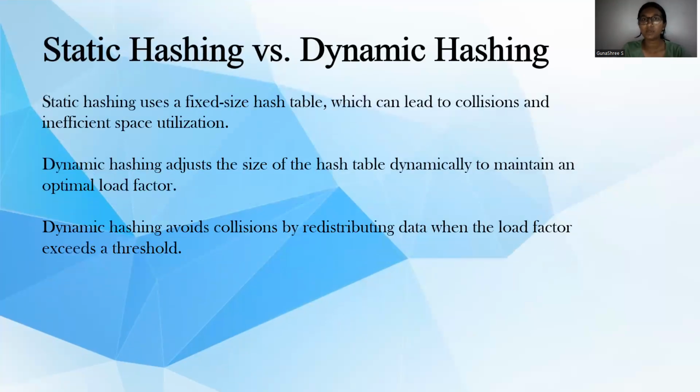So what is the difference between static and dynamic hashing? Static hashing uses a fixed size hash table, which can lead to collisions and hence inefficient space utilization. In static hashing, we cannot input many values into the hash table. However many values are specified, only those many values can be put into the hash table. Whereas in dynamic hashing, we can adjust the size of the hash table dynamically to maintain an optimal load factor. Dynamic hashing will also avoid collisions by redistributing data when the load factor exceeds a threshold value.